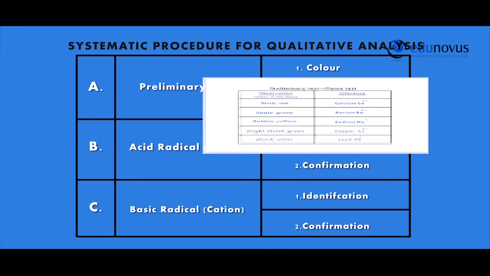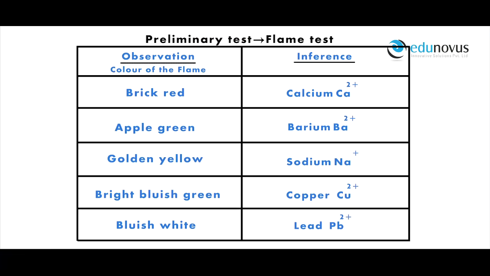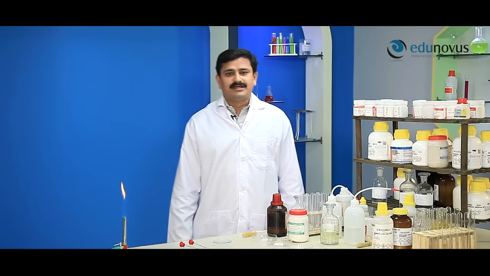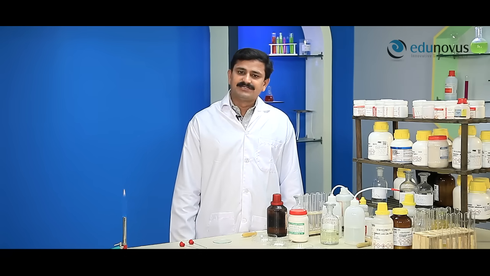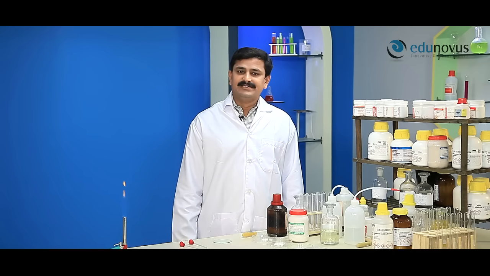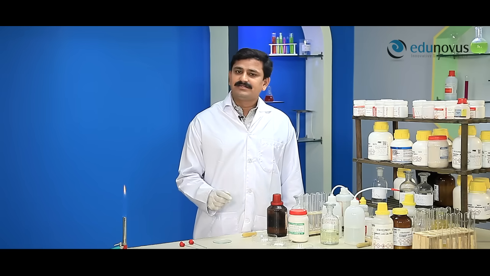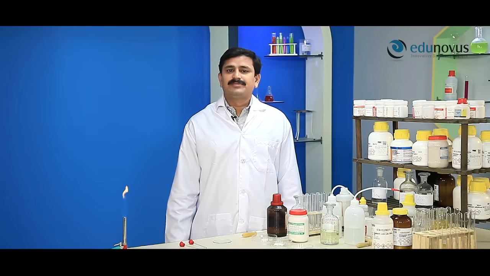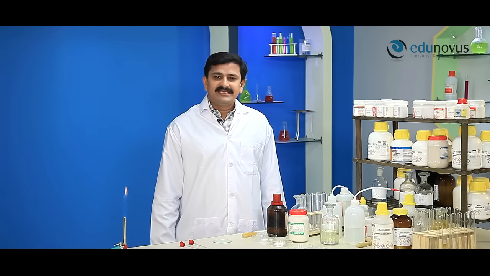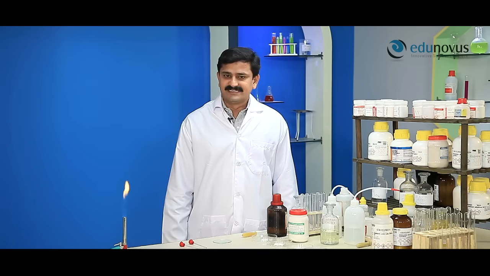So, let us perform the flame test to the salt. Reliable information about the basic radical present in the salt can be obtained using flame test. In this test, the given salt is to be made into paste using concentrated HCl. The purpose of taking only concentrated HCl is that the basic radical of the given salt converts to volatile chloride which readily responds for the test. Now, let us prepare the paste of the given salt using concentrated HCl.